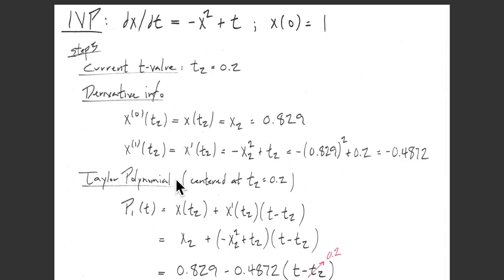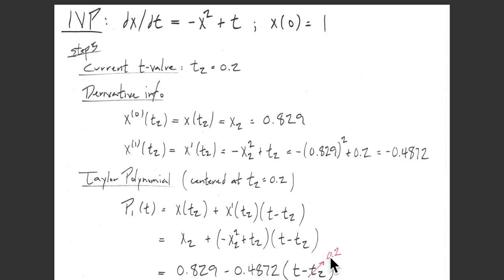You can use those to form the Taylor polynomial for the solution at time t2 now. So here's the generic formula again, the function at t2 plus the derivative at t2 times t minus t2. And now I'm plugging in what I know for each of those. So we found that x2 was 0.829. We found x prime of t2 was minus 0.4872 times t minus t2. Again, t2 is 0.2 here.